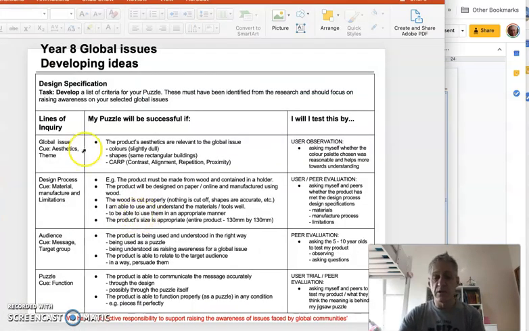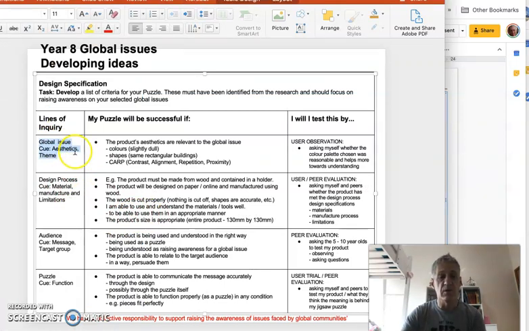Let's have a look at a second design specification. So here we have aesthetics and a global issue, and it's going to be relevant. Okay, it's going to show these things. So she's looked up, she's done some research here, and she knows that this will be successful if this and that. And then I really like this column, and I would like you to add this column in.